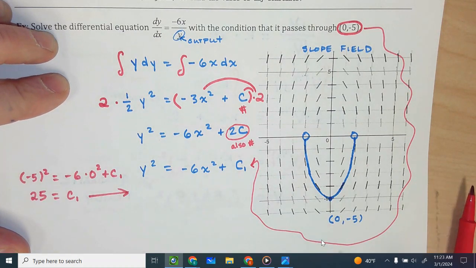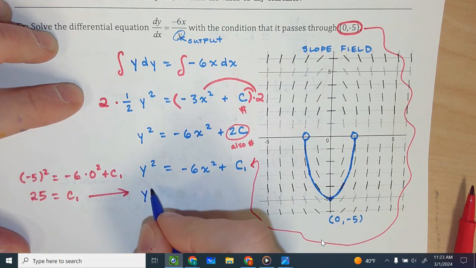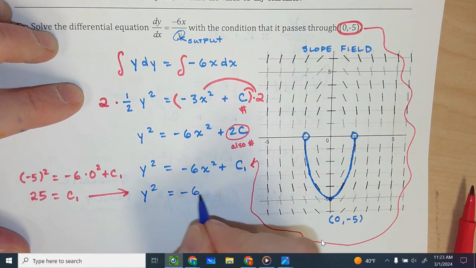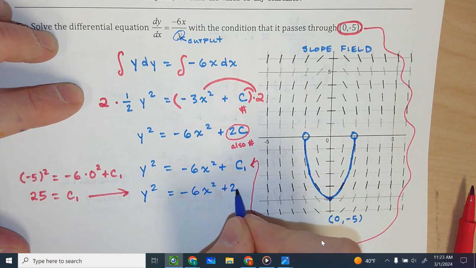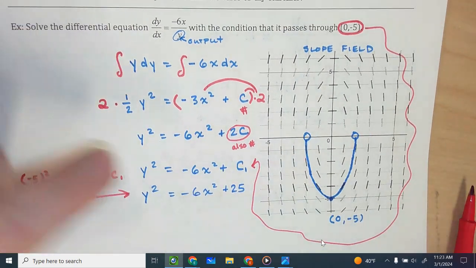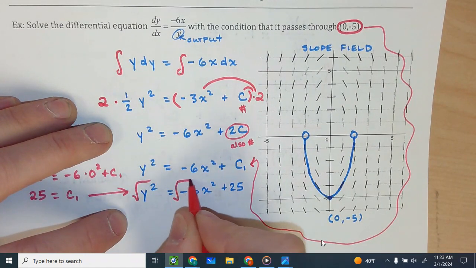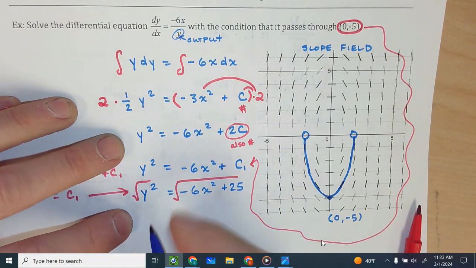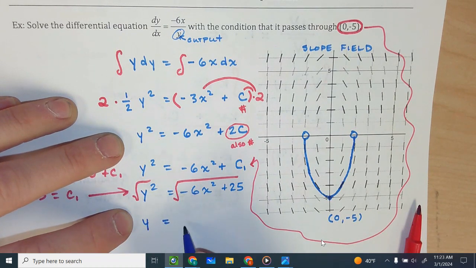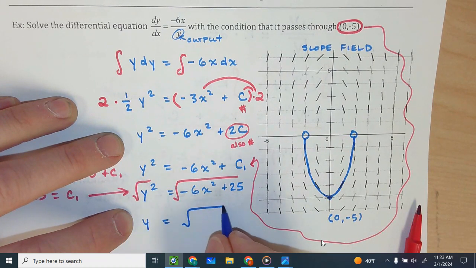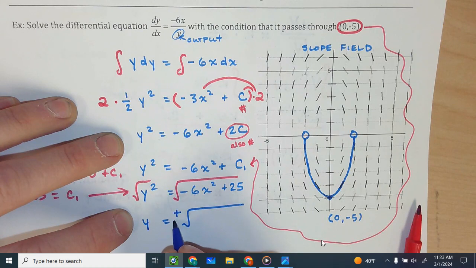So let's bring that back. We get that y squared is -6x squared plus 25. And to get our equation, we're going to take the square root. Recall that when you square root, you get 2 answers. You get a positive and a negative.